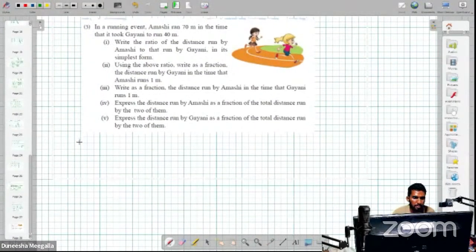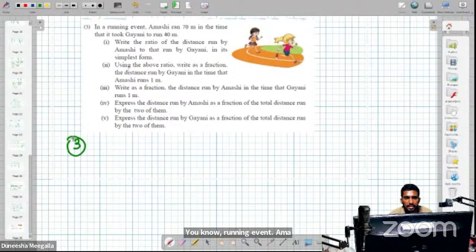In a running event, Amashi ran 70 meters in the time that it took Gayani to run 40 meters. What is this saying?